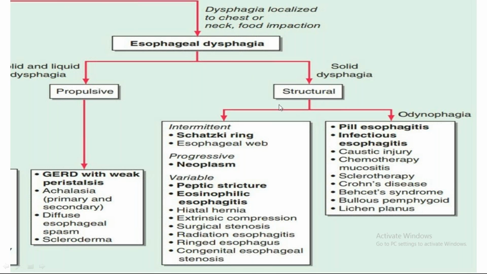Next, dysphagia with only solids suggests structural causes of esophageal dysphagia, which are further divided by characteristic features. When there is intermittent dysphagia, suspect Schatzki's ring or esophageal web. When the structural dysphagia is progressive, suspect neoplasm. When it is variable, it may be peptic stricture or eosinophilic esophagitis. Sometimes hiatal hernia, extrinsic compression of the esophagus, surgical stenosis, or radiation esophagitis may be present. Odynophagia means painful swallowing. Pill esophagitis, infectious esophagitis, caustic injury, chemotherapy, sclerotherapy, Crohn's disease, or Behçet syndrome can all present with odynophagia, meaning difficulty in swallowing with pain.